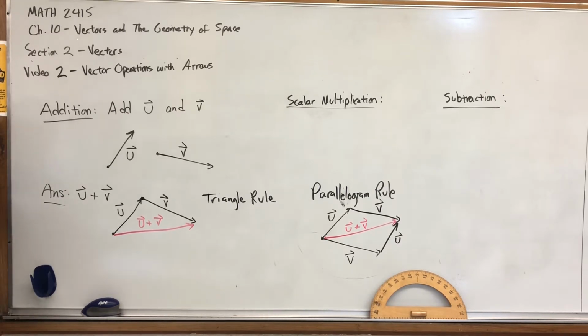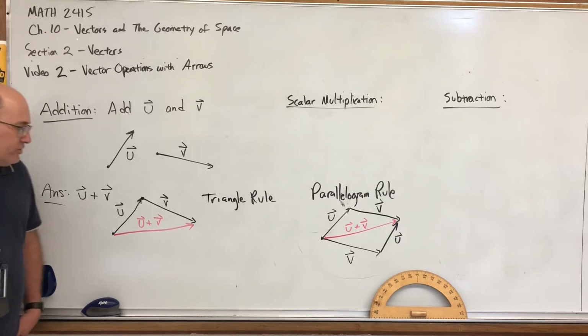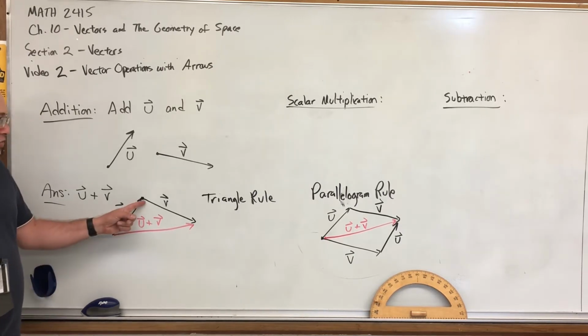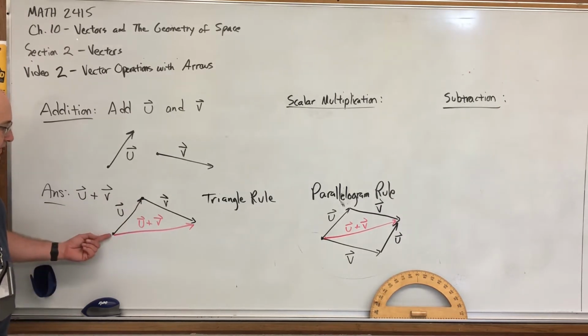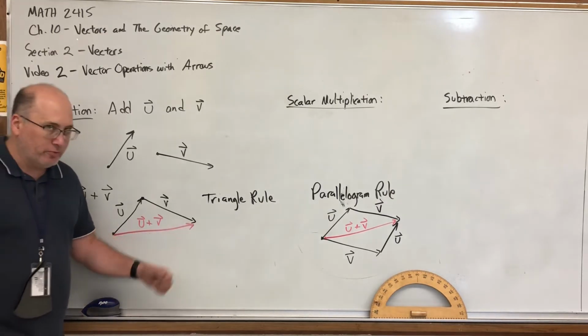The triangle rule for adding vectors says if you draw the first vector and then draw the second vector so that its initial point coincides with the first vector's terminal point, then the sum is the vector connecting the first vector's initial point with the second vector's terminal point.